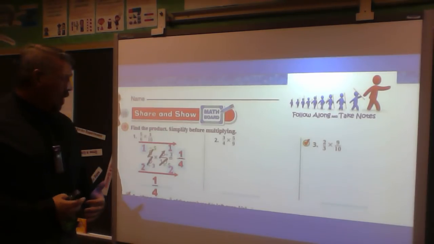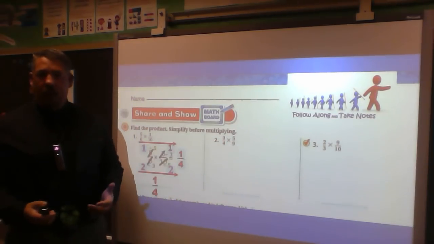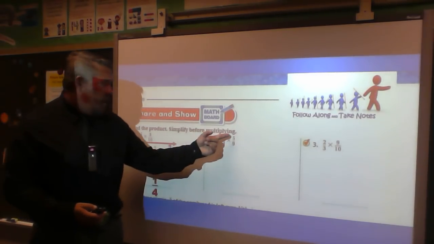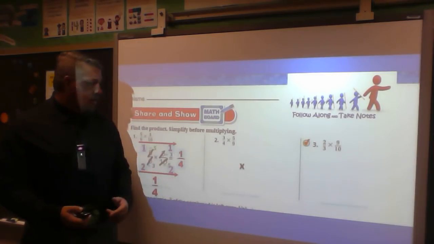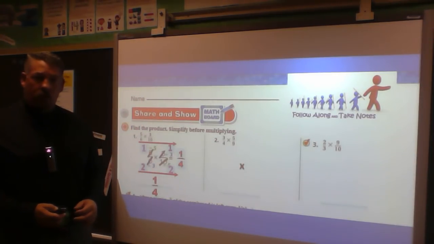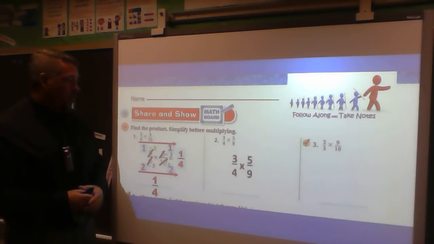On number 2, I check out to see what I can cross-reduce. 4 and 5, I can't cross-reduce those, can I? Because 5 is a prime number and 4 doesn't go into it evenly. So 3 and 9, I can see that I can cross-reduce those. So I know I'm going to be multiplying whatever I have once I cross-reduce them.